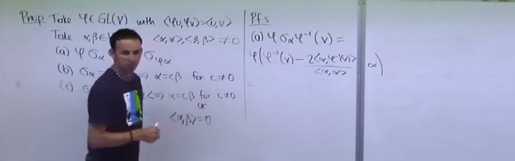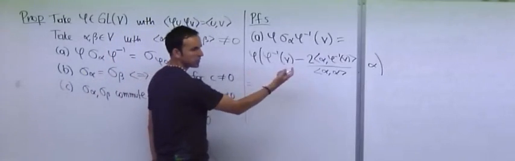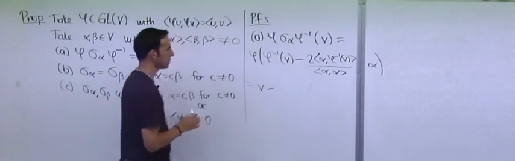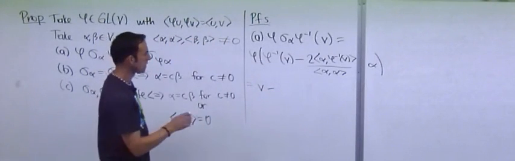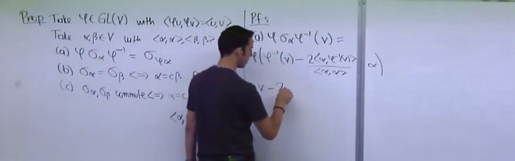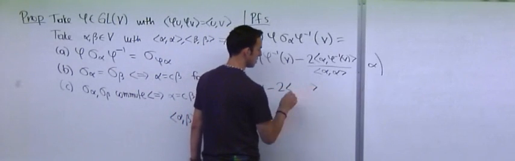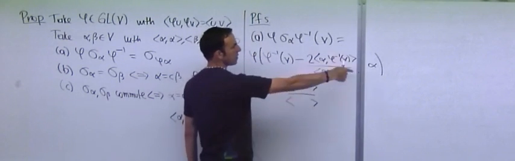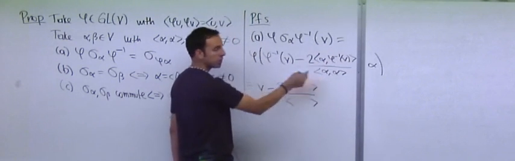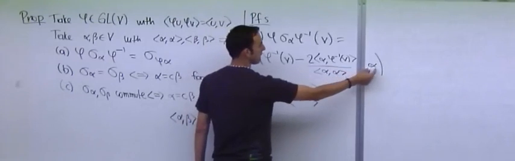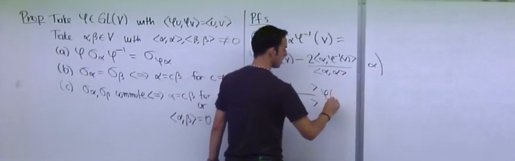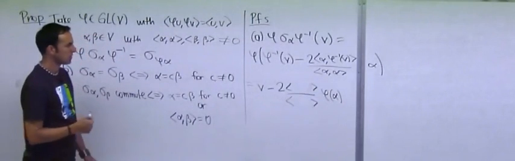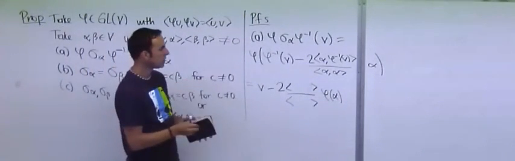And now let me compute what this is. Phi of phi inverse of v is just v minus. Now let me keep these inner products. Let me leave this alone, this is some number, right? And phi is linear, so I can move phi and make it act here on phi of alpha. Okay? So I haven't really done anything except for bring the phi in.